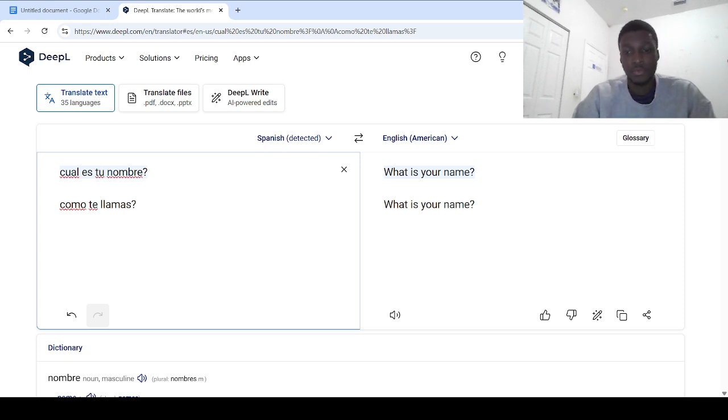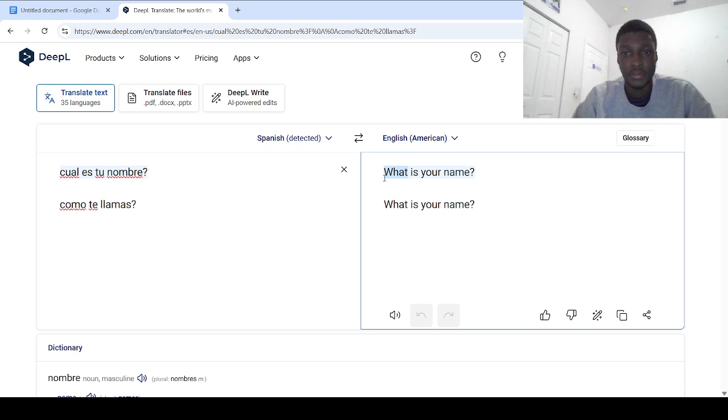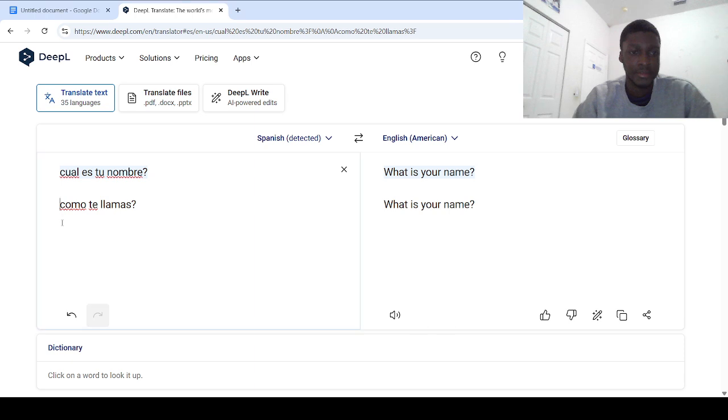Tu is a possessive pronoun in Spanish. Tú with an accent on top of it, however, actually just means you. But without an accent, it serves as a possessive pronoun. And then lastly, nombre, which literally means name. So this is a pretty smooth translation. What, ¿Cuál es, is, your, tu, nombre, name. Basically a one-to-one translation. However, what about this sentence here on the bottom?